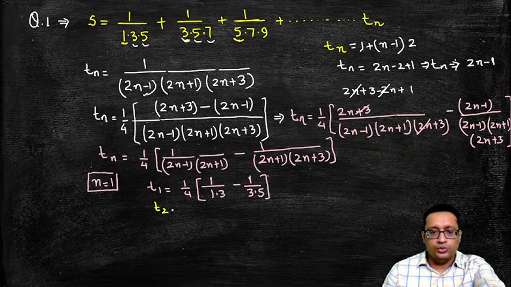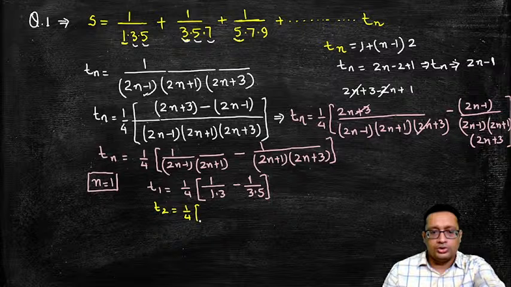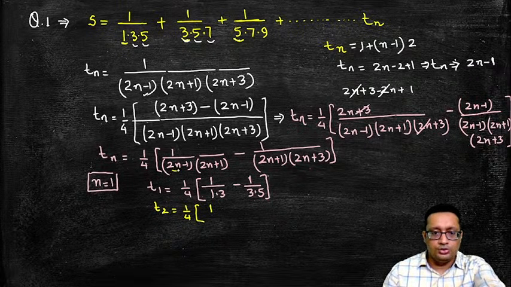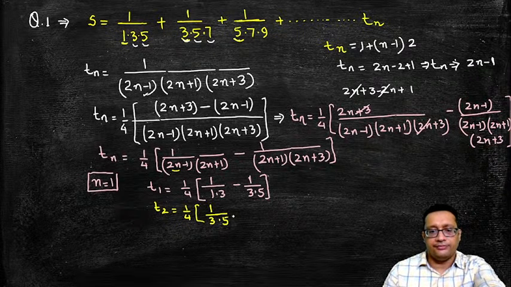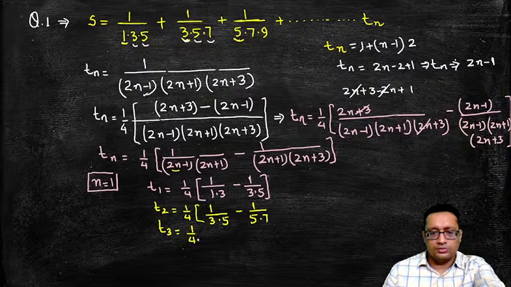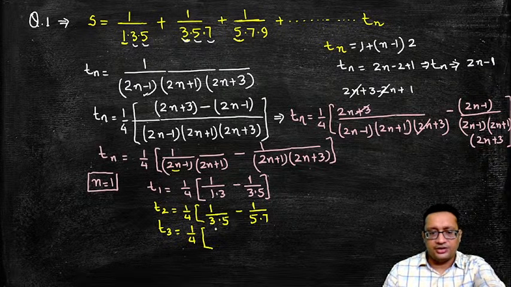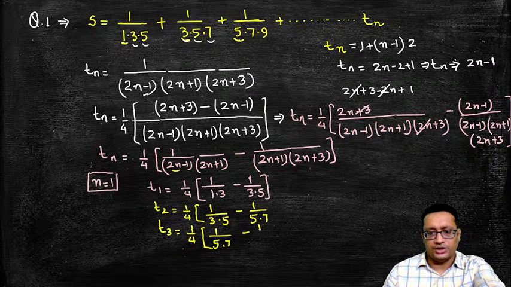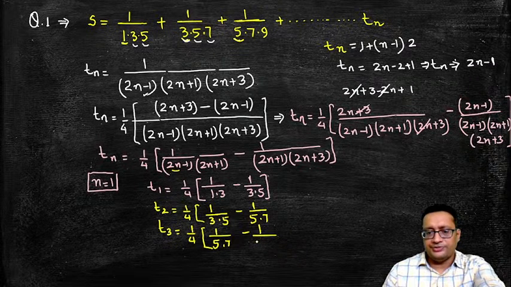T2. T2 will be 1 by 4. 2 I am placing. See here. 2 into 2, 4 minus 1, 3. And this will be 5 minus. I am placing 2 here. It becomes 5 into 7. T3, 1 by 4. When I place 3 here, it becomes 6, 5, 7 minus 1 upon. I am placing here n is equal to 3. It becomes 6, 7. 7, this becomes 9.